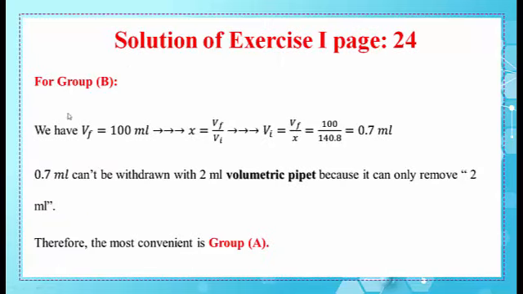For group B, we have V final equal to 100 milliliters. Now we can determine V initial, which is equal to V final over X, equal to 100 milliliters over 140.8, which equals 0.7 milliliters. Can we take 0.7 milliliters by a 2 milliliter volumetric pipette? Of course we cannot. Then 0.7 milliliters cannot be withdrawn with a 2 milliliter volumetric pipette because it can only measure 2 milliliters. Therefore, the most convenient is group A.